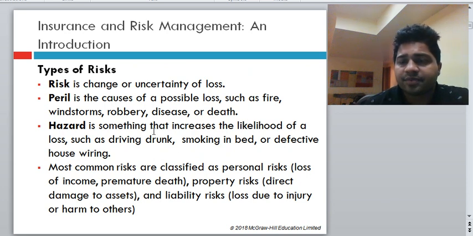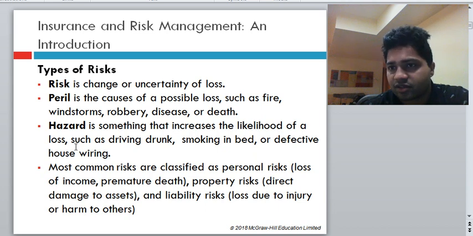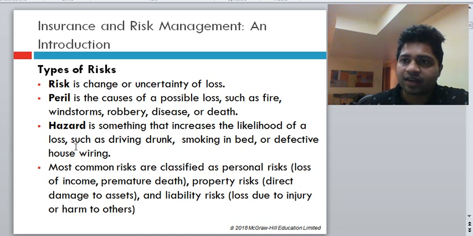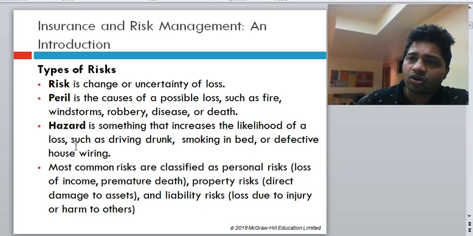So types of risk. Risk is a chance or uncertainty of loss. Peril is the cause of a possible loss. Hazard is something that increases the likelihood of loss. So driving a car, what is the risk? That we meet an accident. So the risk of driving a car is accidents. What is peril? Peril is something that causes an accident. So someone bangs me from the front, that's a peril, right? I bang into some tree, that's a peril. Okay, someone robs me or someone shoots at my car, that's a peril.